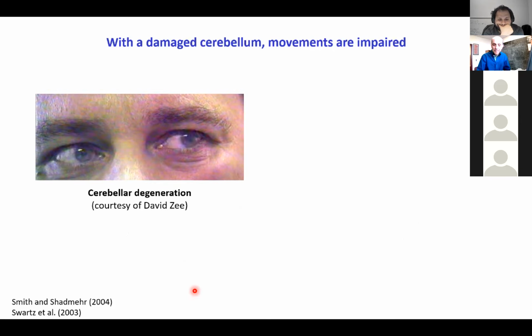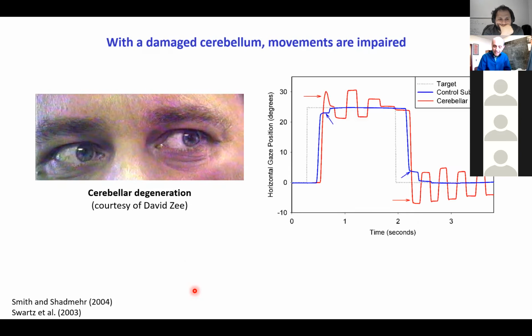Okay, so what do you see? You see that he's moving his eyes from left to right and back, but he's not able to stop the movement of his eyes at the right time. His eyes are overshooting, and then he's correcting, and correcting, and he finally is able to stabilize. It is this maddening difficulty that the brain has in controlling the eyes in order to make a stop on the target if there is damage to the cerebellum.